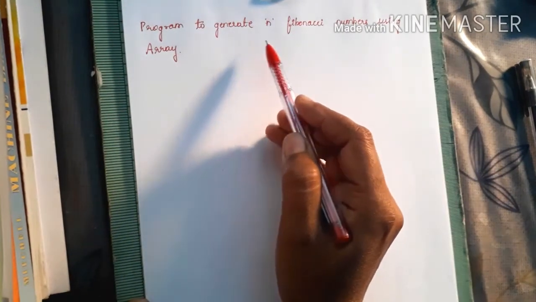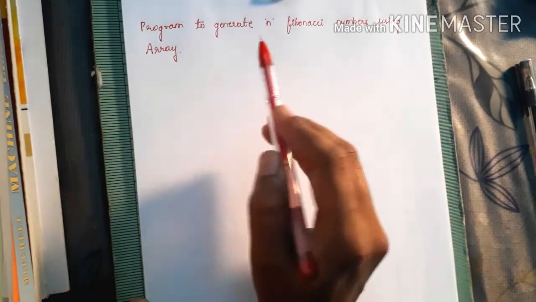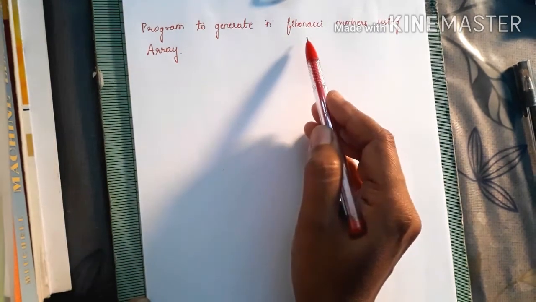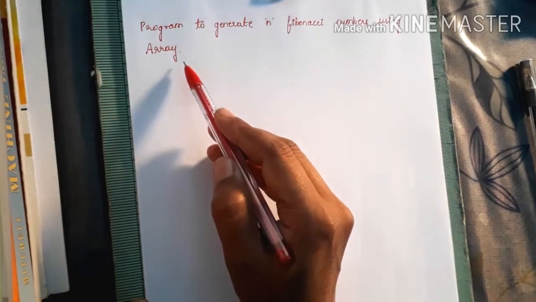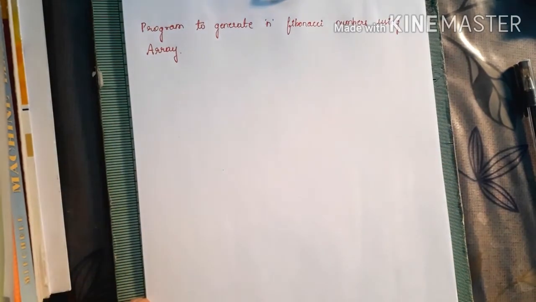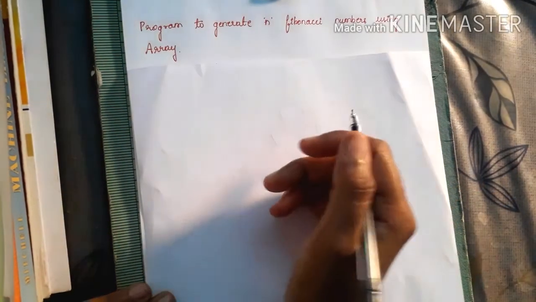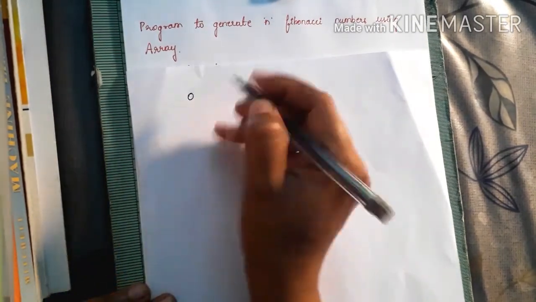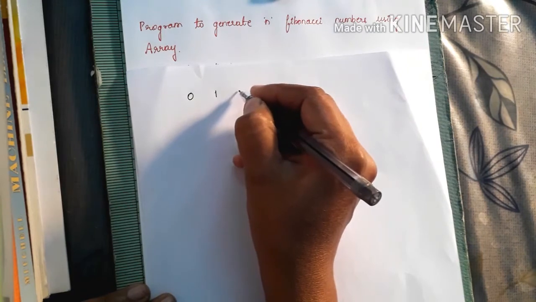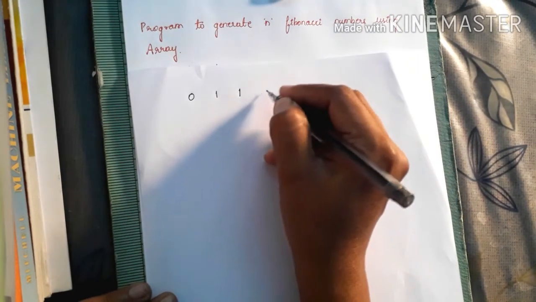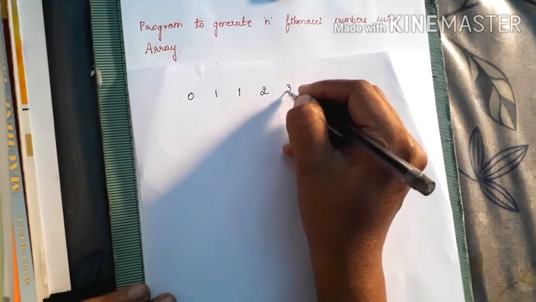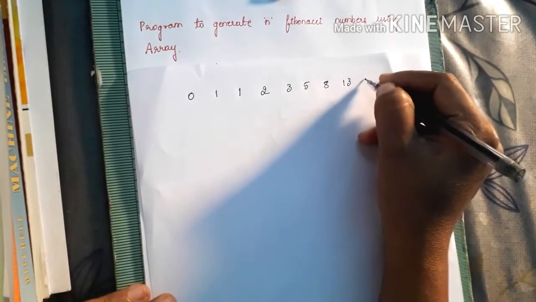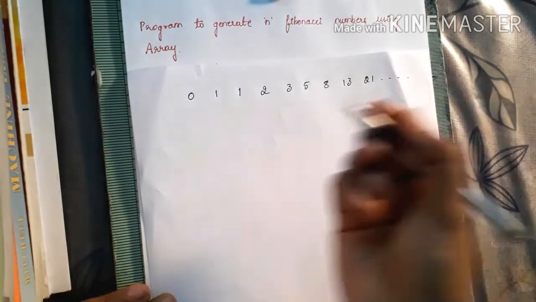Hi friends, in this session you will learn how to write the program to generate n Fibonacci numbers using array. Fibonacci series is 0, 1, then 1, 2, 3, 5, 8, 13, 21.